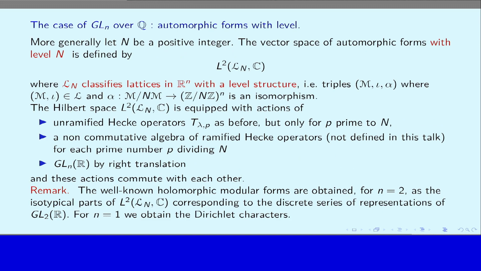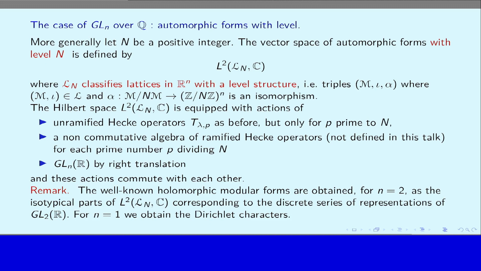So now I consider automorphic forms with level. The level is a positive integer n. The vector space of automorphic forms with level is a space of L2 functions on L_n. L_n classifies lattices in R^n with a level structure, which means an isomorphism modulo n, an isomorphism of M divided by nM with (Z/nZ)^n. And this vector space of automorphic forms is equipped with actions of unramified Hecke operators as before, but only for p prime to n. Then there is a non-commutative algebra of ramified Hecke operators for each prime p dividing n. And then there is the action of GLN(R) by right translation. And these actions commute with each other.